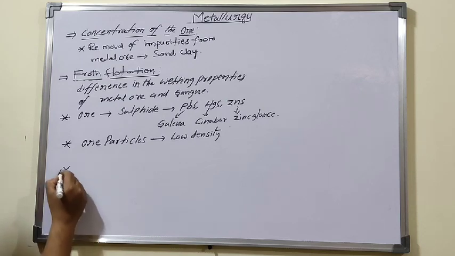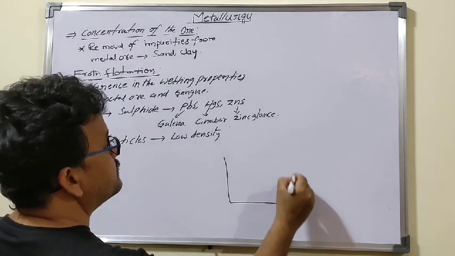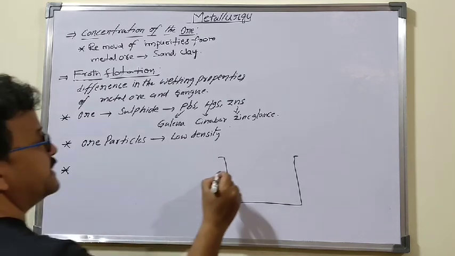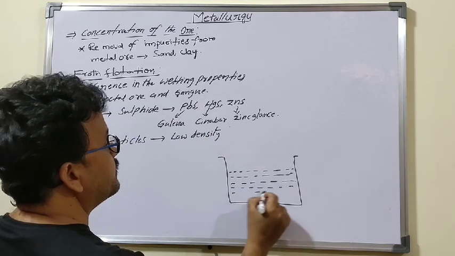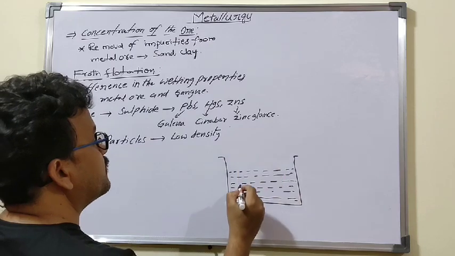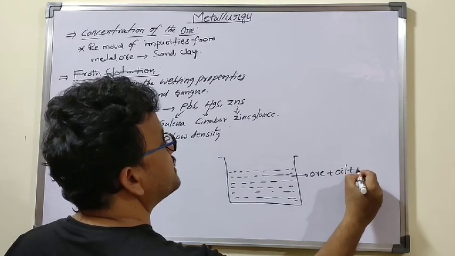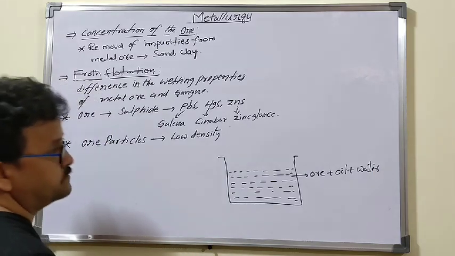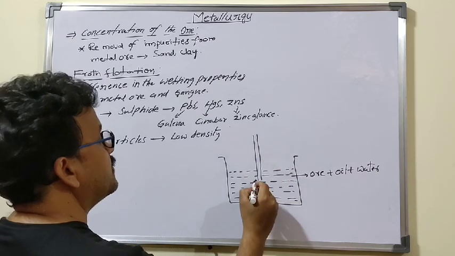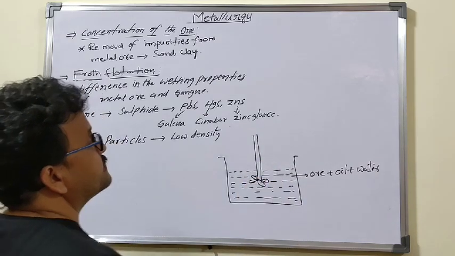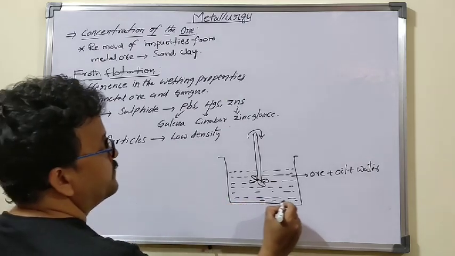And here is the method of extraction. Here we are taking ore plus oil plus water, and a rotating paddle, like this, to rotate it. This is the arrangement.